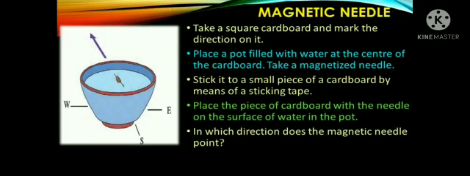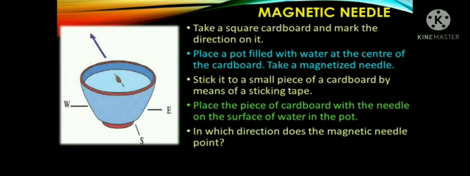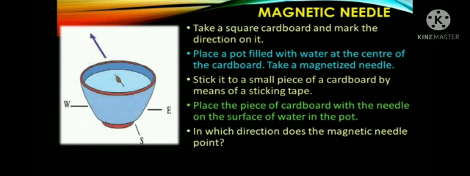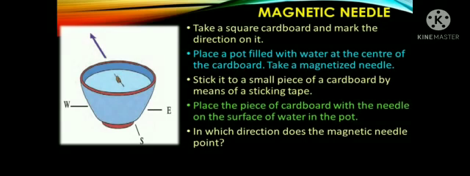Magnetic needle. Take a square cardboard and mark the direction on it. Place a pot filled with water at the center of the cardboard. Take a magnetized needle. Stick it to a small piece of cardboard by means of a sticking tape. Place the piece of cardboard with the needle on the surface of water in the pot. In which direction does the magnetic needle point? You have to find it out.